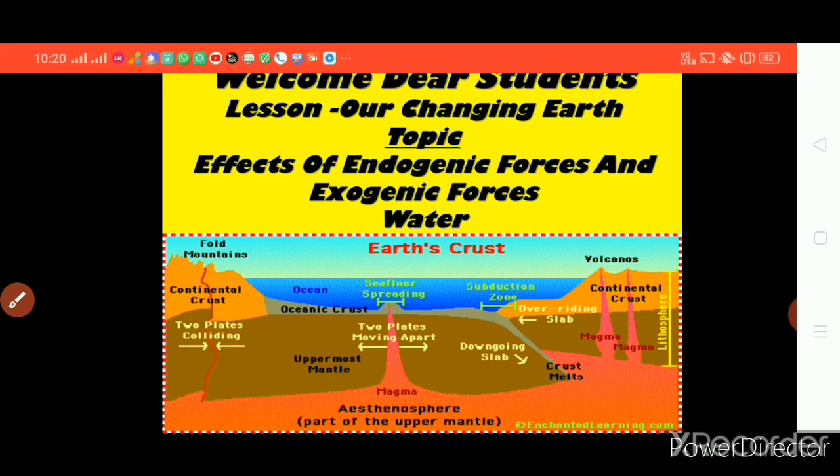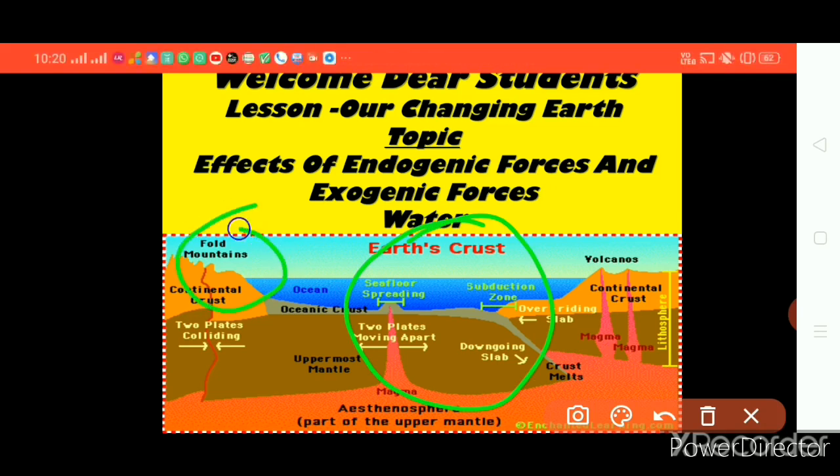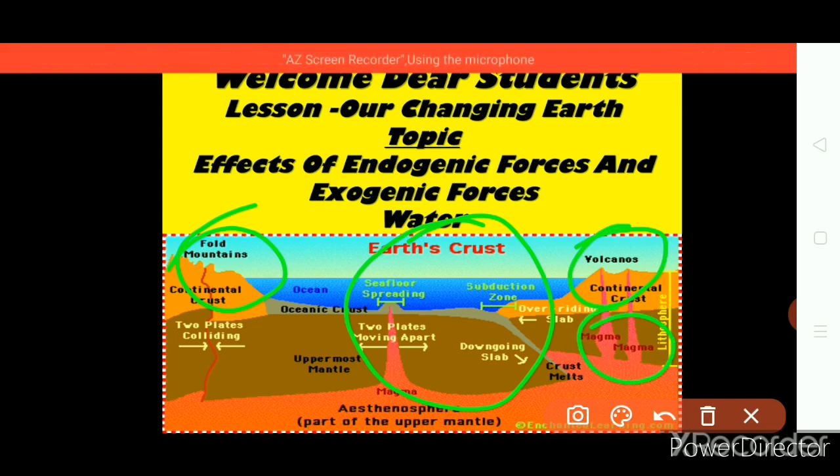Look at this picture carefully. You'll get a basic idea. Fold mountains, volcanoes, magma, and what is called two plates colliding. Of course, we will see the video. You'll get a better idea.